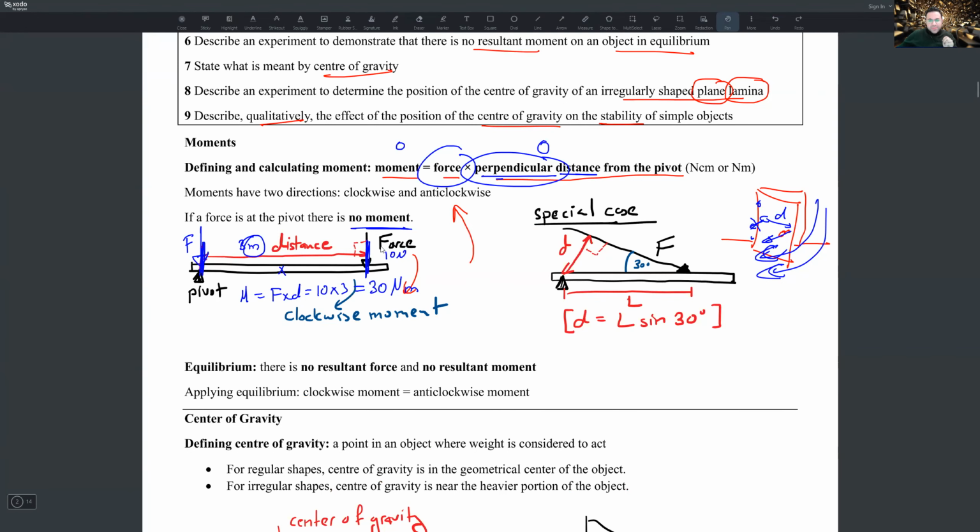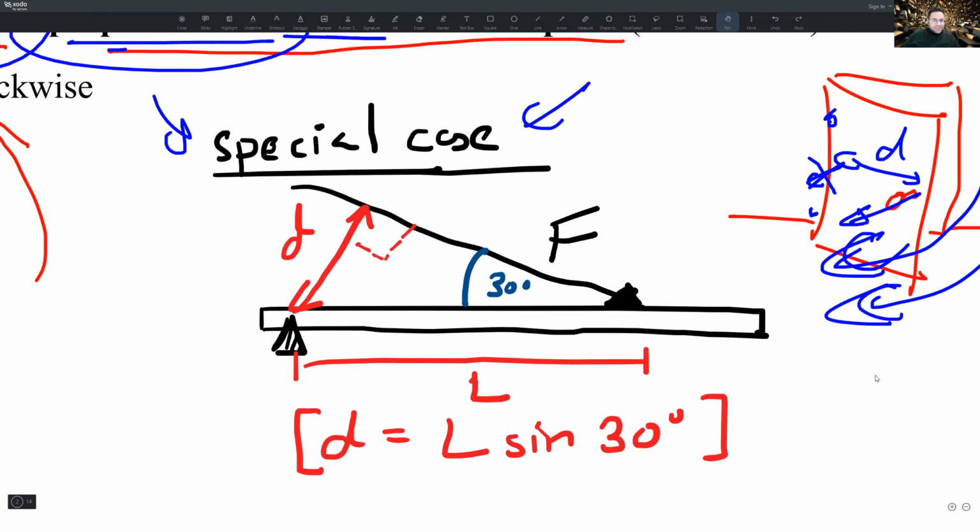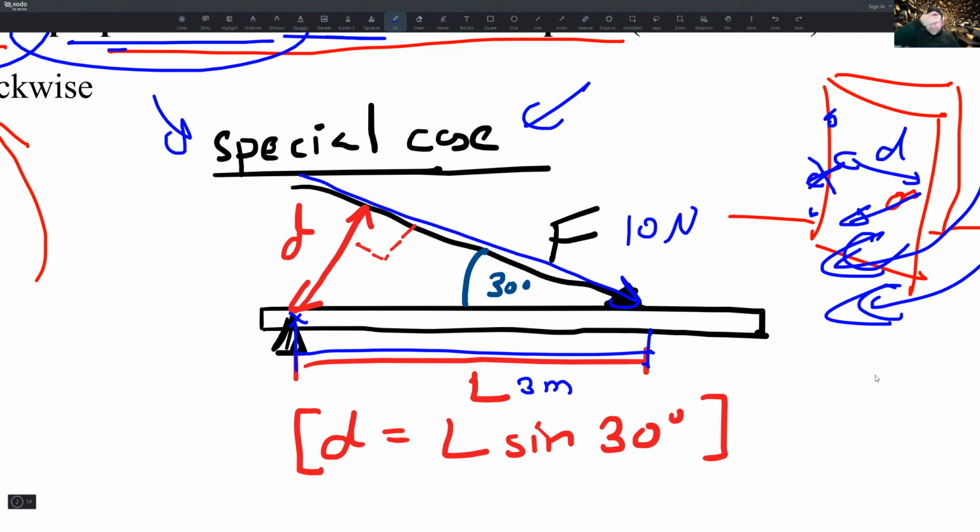Why do I have this special case on this side? Like I've written special case. Why is this special? Look at the force. Look at how terrifying this is. Instead of drawing a force that's perpendicular to the door or this beam, the force is at an angle to the surface. So if I tell you that this distance over here is 3 meters and the force here is 10 newtons, again, same force, same distance, but the force is not perpendicular to the beam, it's at an angle.